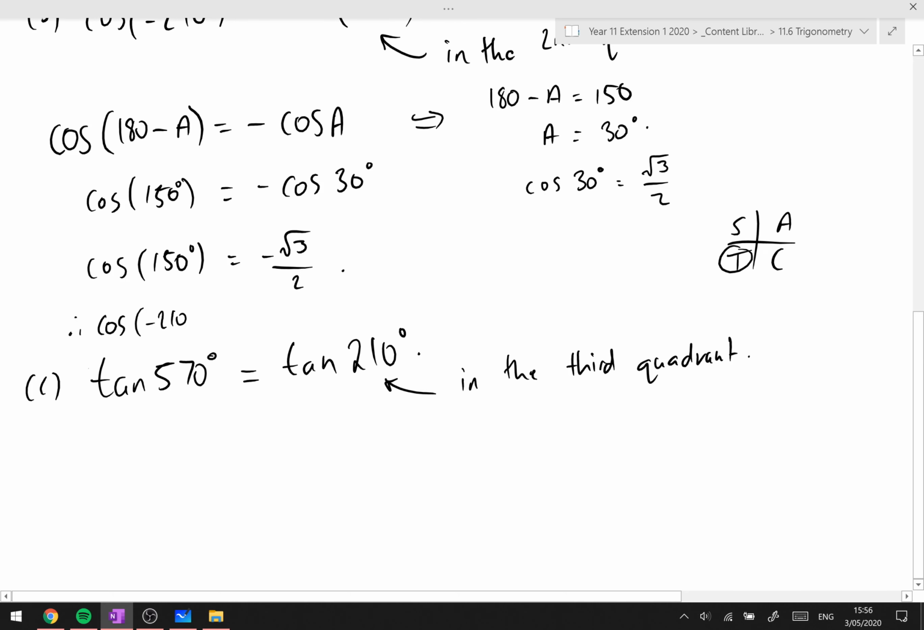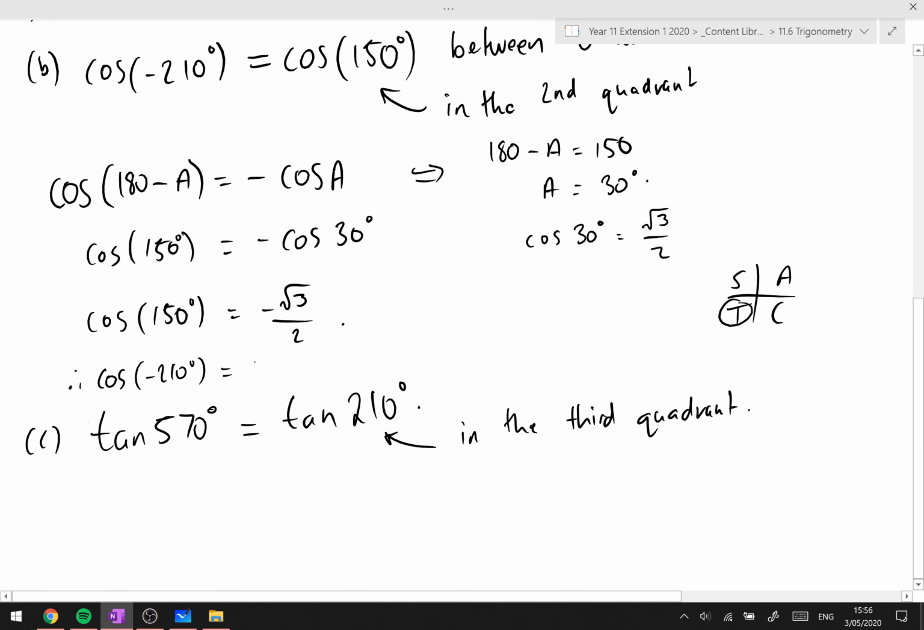And I just quickly forgot to finish off my question. I didn't want to know what cos of 150 was. I want to know what cos of negative 210 was, which is just the same thing.